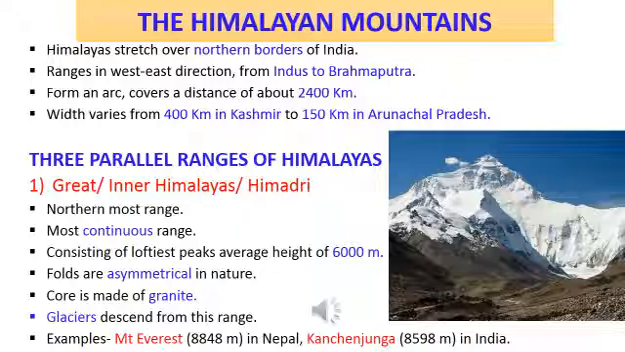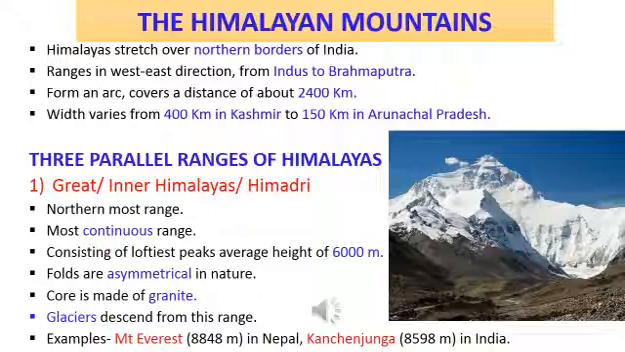The first feature of India is the Himalayan mountains. The Himalayas stretch over the northern borders of India. These ranges run in a west-east direction from the Indus to the Brahmaputra. They form an arc which covers a distance of about 2,400 km. Their width varies from 400 km in Kashmir to 150 km in Arunachal Pradesh. The Himalayas consist of 3 parallel ranges.